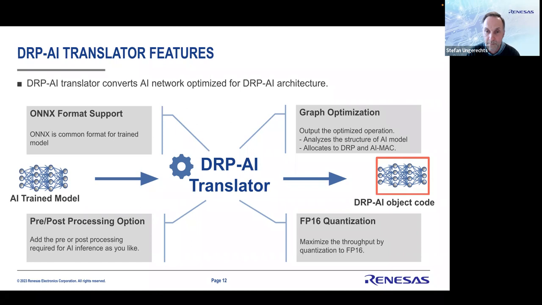On top of that, we have the graph optimization, which is more or less an optimization of the processing flow. It is not modifying the neural network. Yeah, and last but not least, the quantization to 16-bit floating point. As you know, we start from 32-bit floating point, and the quantization to 16-bit floating point has almost no impact for vision AI.